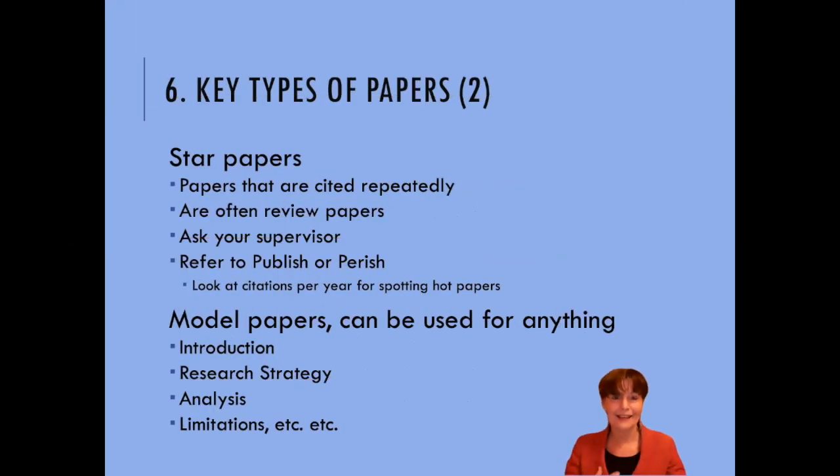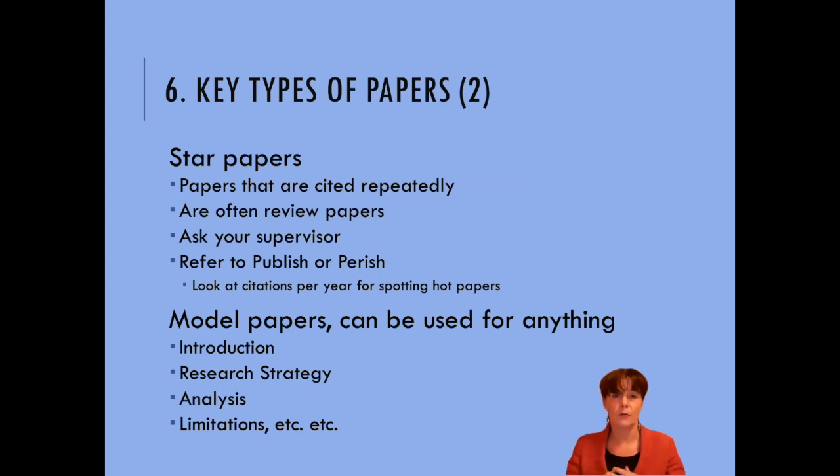Then the second type of papers are what I have called star papers. Star papers are papers that are cited repeatedly. That means that other authors have found these papers particularly useful in their own research. Star papers are often review papers because review papers tend to be cited quite frequently, but not always. Again, you can ask your supervisor whether he or she is aware of particular important papers in your field, the papers that everyone wants to cite.